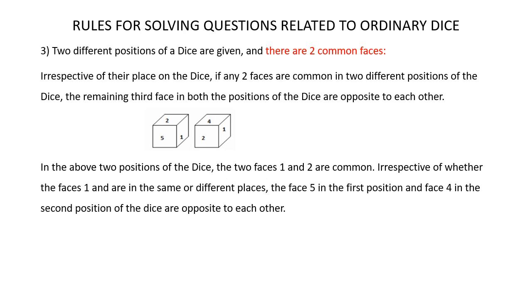So when two different positions of a dice are given and there are two common faces, irrespective of whether the two common faces are in the same place or in different places, the remaining third face in both the positions of the dice will be opposite to each other. Hope you have understood this rule.